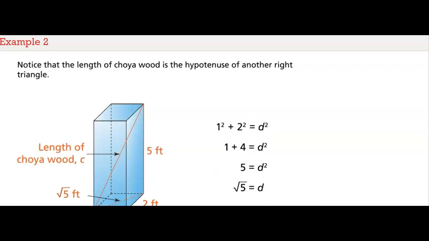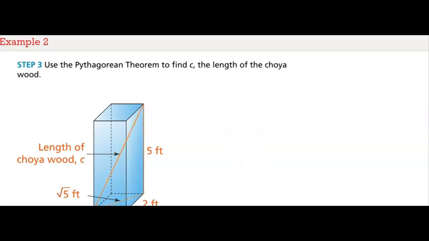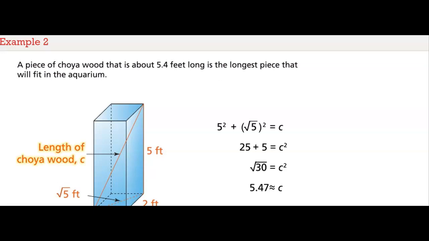Notice that the length of cholla wood is the hypotenuse of another right triangle. Now, use the Pythagorean theorem again to find C, the length of the cholla wood. The sum of the squares of the two legs of the triangle is equal to the square of the hypotenuse, C. Calculate the squares, add them, and then take the square root of both sides to find that C is approximately equal to 5 47/100. A piece of cholla wood that is about 5 4/10 feet long is the longest piece that will fit in the aquarium.